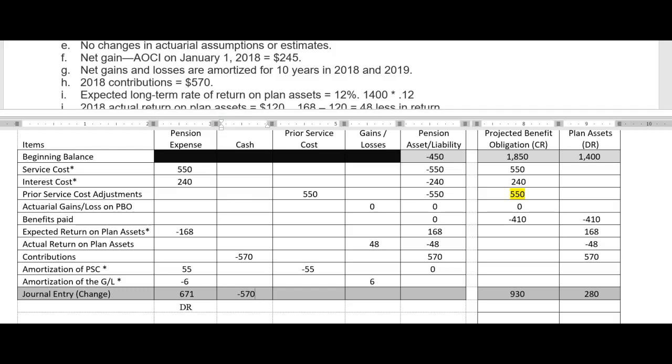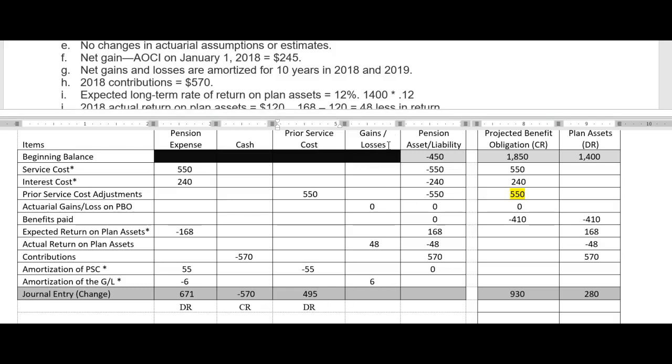Well, cash is a debit, so by having a negative cash, that means we're crediting our cash account. Our prior service cost, that is an expense that we've deferred, so that 550 is a debit balance that we added. Then we credit for 55, so what's the net? Well, we're going to have a net debit to this account for 495, and that's a debit.